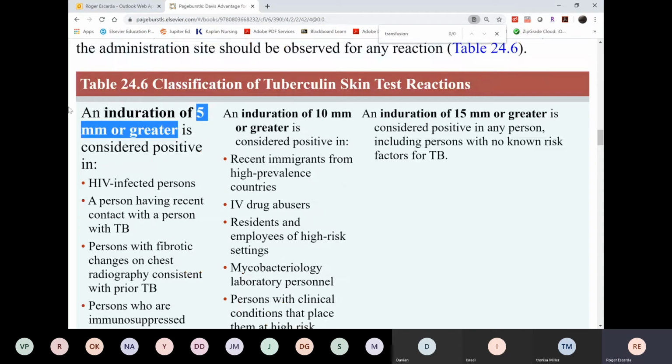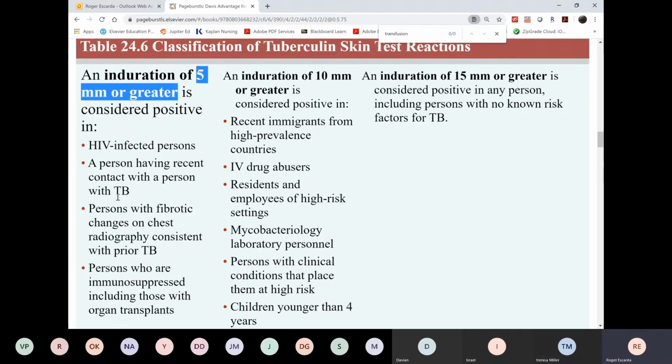correct? So in people belonging in the 5 millimeter group, these patients have very weak inflammatory responses. So you can't expect them to mount a 15. Okay, so a 5 millimeter induration here is already considered positive because these patients aren't able to mount a normal inflammatory response to any vaccine or, in this instance, a diagnostic test of planting a protein derivative of TB.